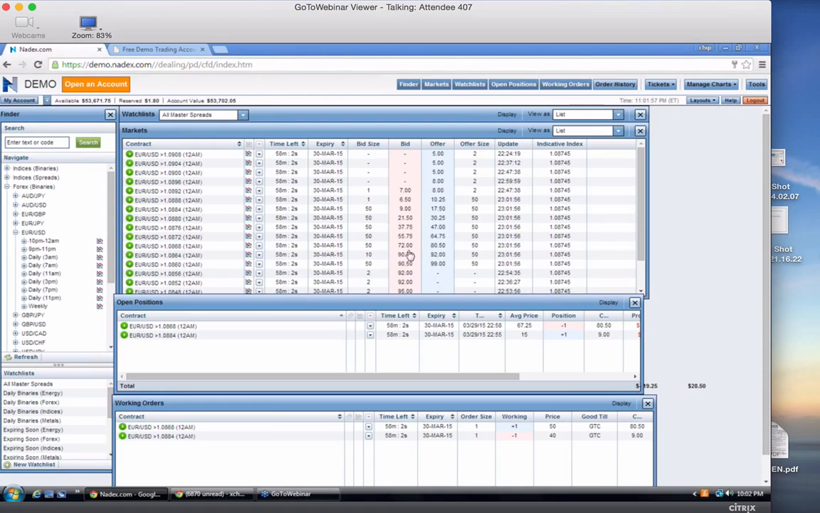And here you have it. This strike is in the money less than this one. 0852 compared to 0874, it's just more in the money, and that's why it costs more. That's why it's priced closer and closer to 100.